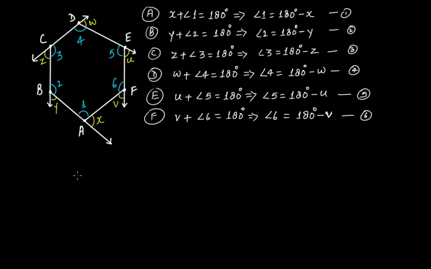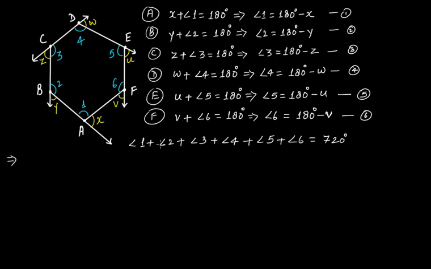Now tell me, what's the sum of the internal angles of the hexagon? It is equal to 720 degrees. Therefore we can say that angle 1 plus angle 2 plus angle 3 plus angle 4 plus angle 5 plus angle 6 is equal to 720 degrees, the sum of the internal angles.